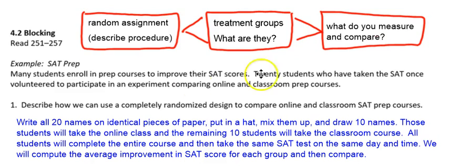So for example, many students enroll in prep courses to improve their SAT scores. We have an experiment where 20 students who have taken the SAT once already volunteered to participate in an experiment to compare online and classroom, face-to-face classroom prep courses. Describe how we can use a completely randomized design to compare online and classroom SAT prep courses. So first, the random assignment.